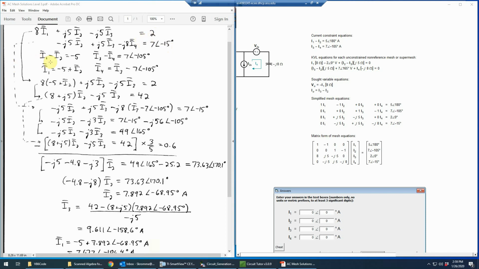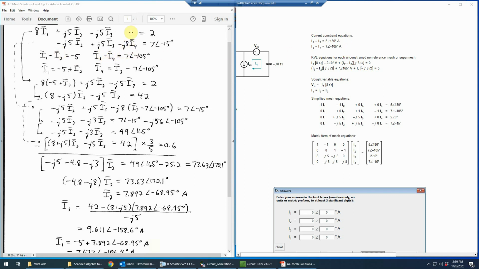Okay, and then below that, I've written the 2 constraint equations, which again are just copied from over here. The I1 minus I2 is 5 angle 180. And just for convenience, I wrote that as negative 5, because in rectangular form, that's what that is, remembering that 1 angle 180 degrees is always negative 1 in rectangular form. And then I3 minus I4 is 7 angle minus 105. So I have those equations.